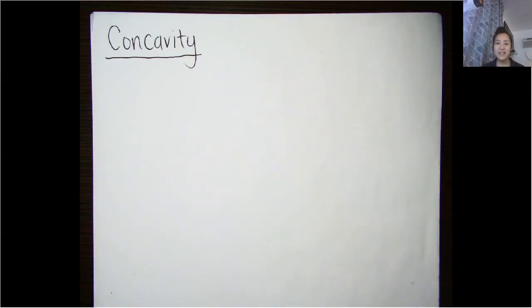Everybody, Ms. Lee here. Today we're talking about concavity. So concavity in terms of derivatives is where your second derivative sign changes.